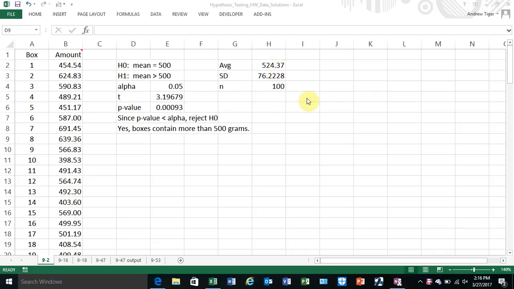Okay, I'll go over the testing homework. The first problem, problem 2, we're trying to test if the amount of detergent is more than 500 grams. We're going to assume that it's 500, and we're going to try to test that it's more than that.